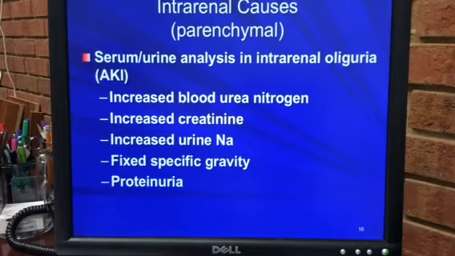Now, urine sodium goes up in intrarenal conditions because the kidney is broken. It can't conserve the sodium. The specific gravity becomes fixed, and what that means is that it becomes like your plasma. Now, for all and any of us, our urine has the capacity to concentrate and dilute depending on how much water we drink.